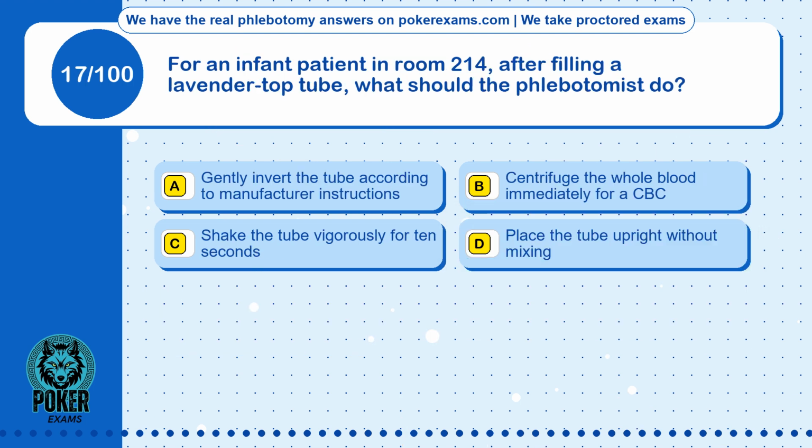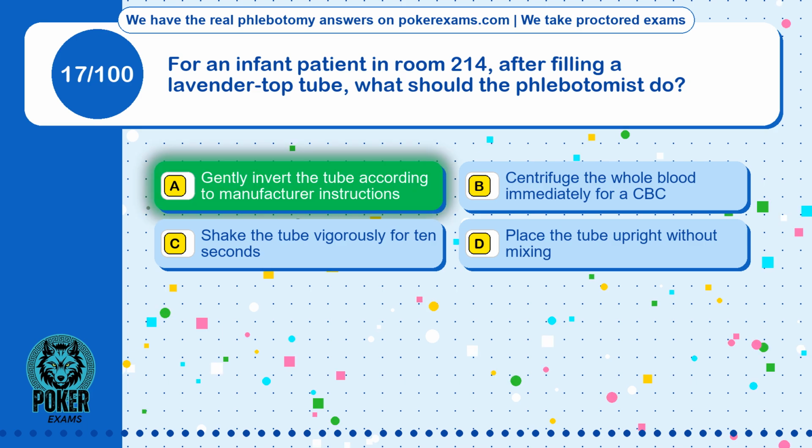Question 17. For an infant patient in room 214, after filling a lavender top tube, what should the phlebotomist do? Option A, gently invert the tube according to manufacturer instructions. Option B, centrifuge the whole blood immediately for a CBC. Option C, shake the tube vigorously for 10 seconds. Option D, place the tube upright without mixing.